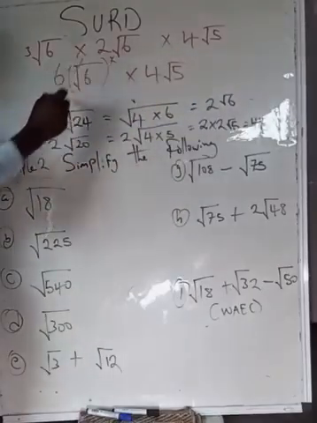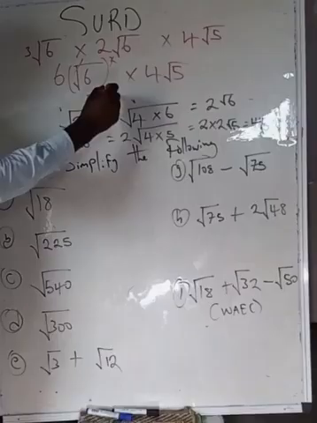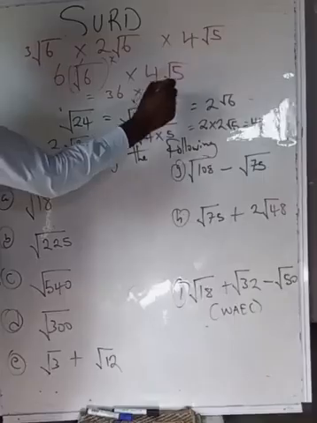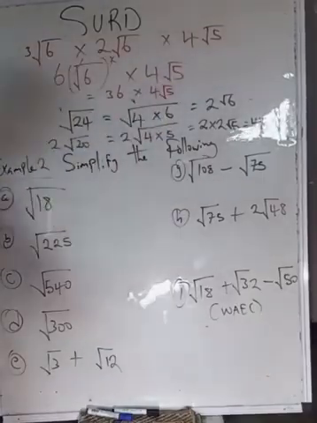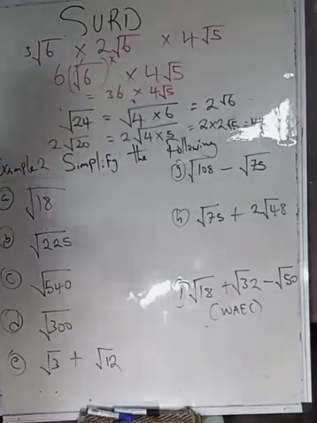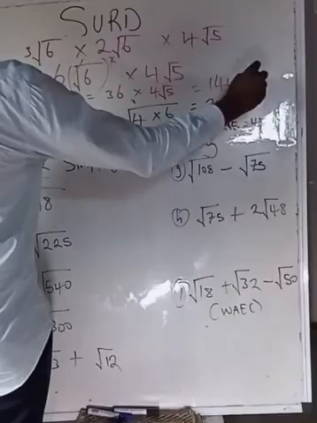Our square here will cancel the square root, and we are left with 6 times 6, times 4 root 5. Is that understood? Yes, sir. 3 times 2, 6 times 6 is 36. Our final answer will be 36 times 4, and 36 times 4 will give us 144. So this will be equal to 144 root 5.